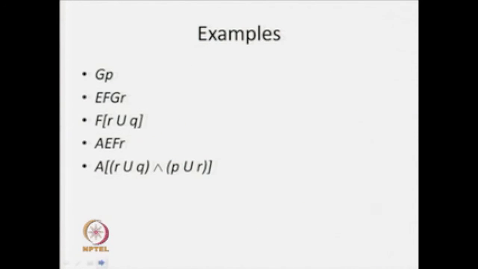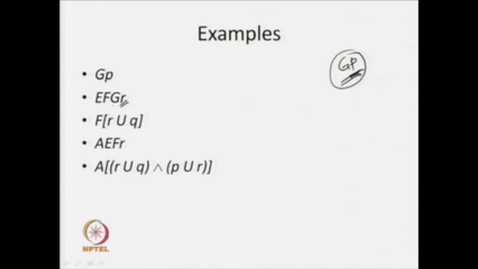Now, look at this another set of formulas. The first formula is G P. In the case of G P, you just see that P is an atomic formula, so it is a CTL formula. G is a temporal operator, so G P is a temporal formula, but this temporal formula is not preceded by any path quantifier A or E. Since it is not preceded by any path quantifier, this temporal formula is not a valid CTL formula. So, we are not going to say that this is a CTL formula.